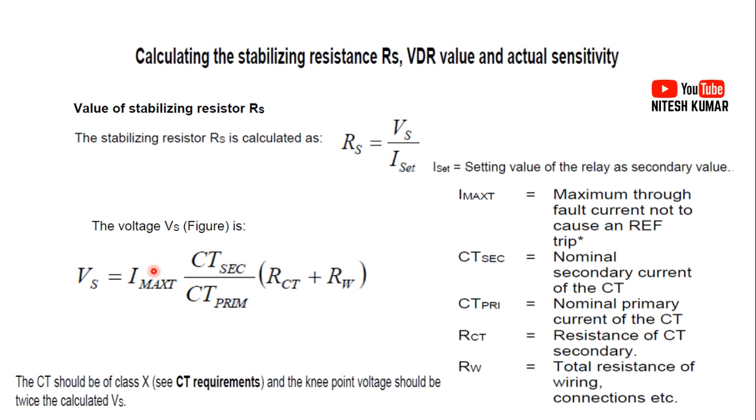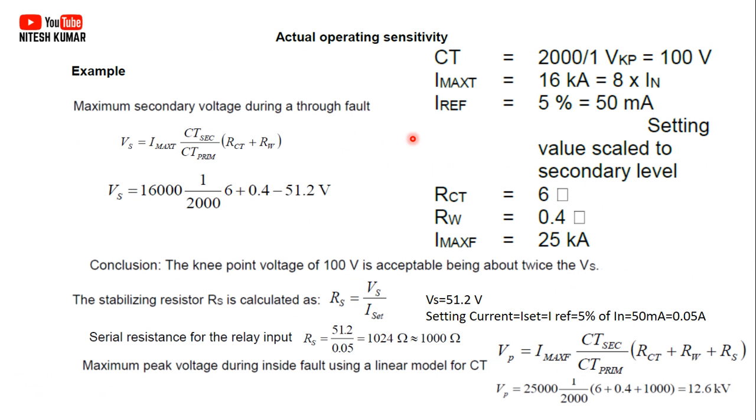So through fault means, just consider that here we will take one example. Suppose CT secondary is 2000 by 1 amps, and knee point voltage is 100 volt. And the maximum fault current is 16 kilo amps, that is 8 times of the normal current, right? Normal rating is 2000, and maximum fault current flowing is 16 kilo amps, that is 8 times of normal current rating. And I set, that is the setting current in the relay, I have set 5%.